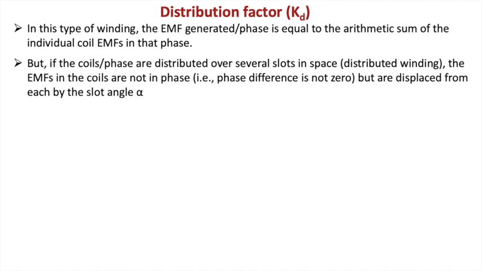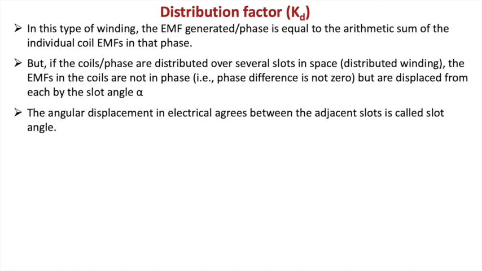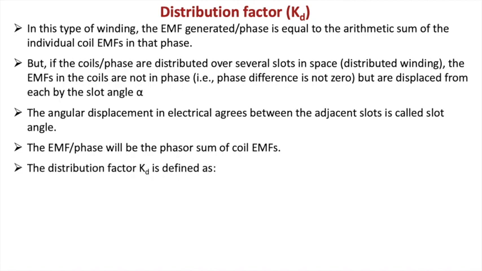So if the coils are distributed, there will be several slots in the space, and the EMFs in the coils are not in phase but are displaced by a slot angle of alpha. Therefore, the angular displacement in electrical degrees between the adjacent coils is called the slot angle. The EMF per phase will be the phasor sum of the coil EMFs.